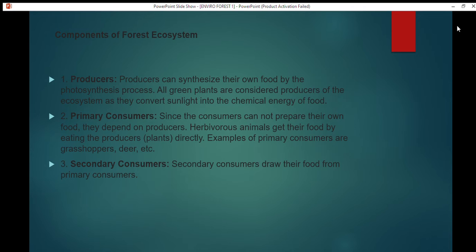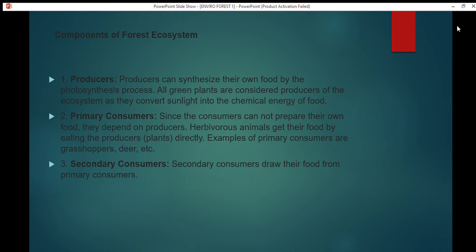Producers can synthesize their own food by the process of photosynthesis. All green plants are considered producers of the ecosystem as they convert sunlight into the chemical energy of food.